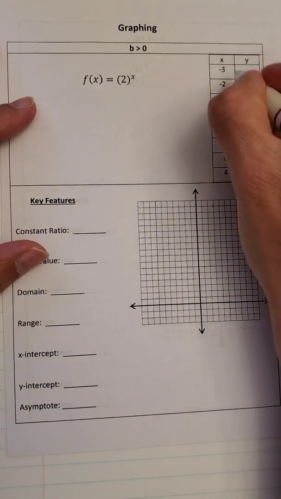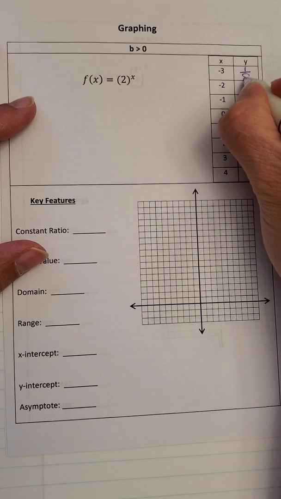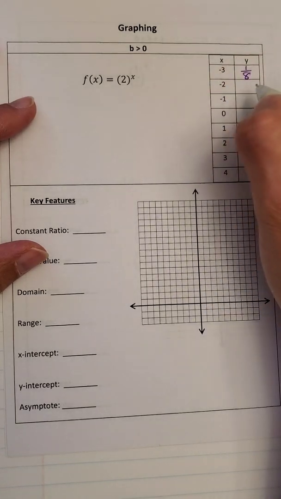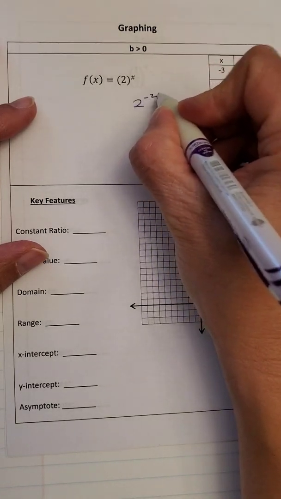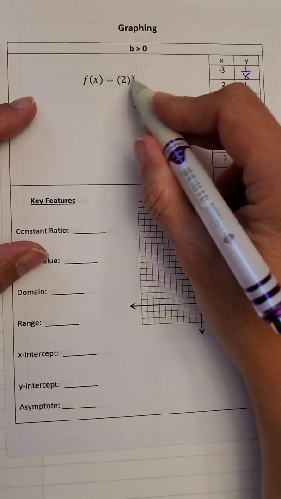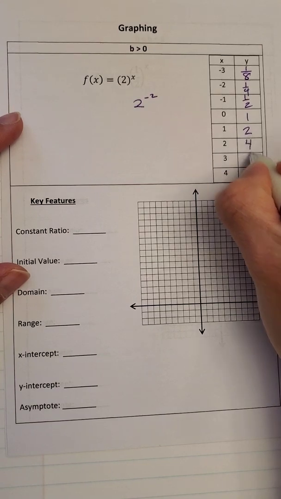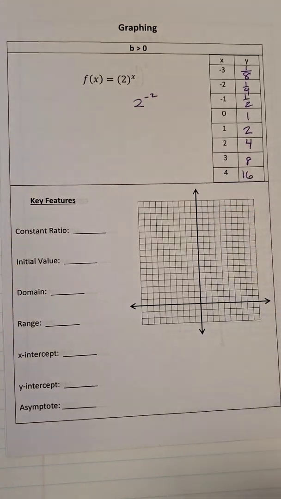2 to the -3. Remember, a negative exponent means to flip it over. 2 cubed is 8, so that's 1/8. If I put a -2 in, that's 2 to the -2. That's 1/4, then 1/2. Anything to the 0 power is 1, and then to the first power, 2, 4, 8, 16. I did that kind of fast, but you should be able to do that in your calculator. There are my y values.